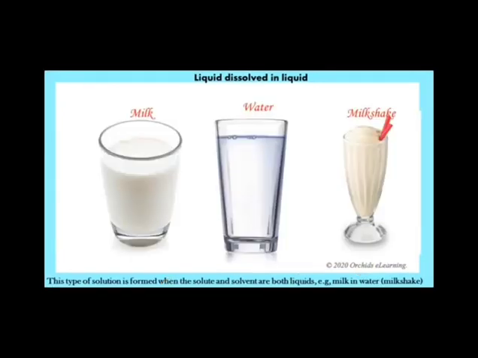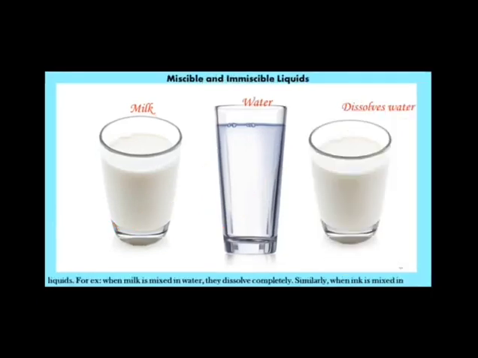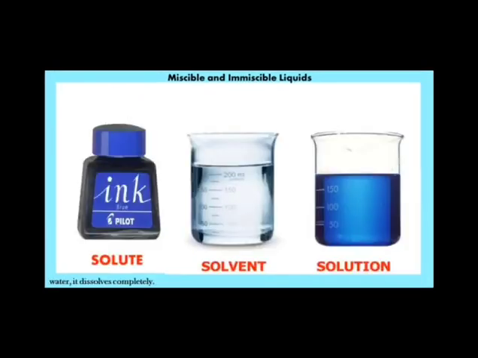Milk is a miscible liquid because if we try to mix milk in water, it completely dissolves or completely mixes in the water. So they are miscible liquids. When the milk is mixed in water, they dissolve completely. Similarly, when ink is mixed in water, it also dissolves completely in water. So ink is also a miscible liquid.